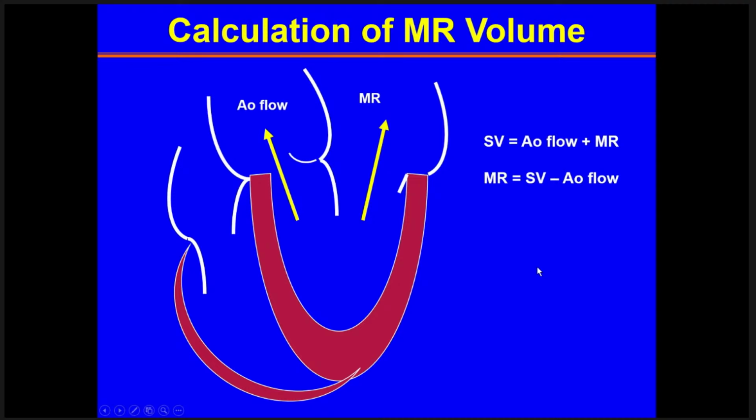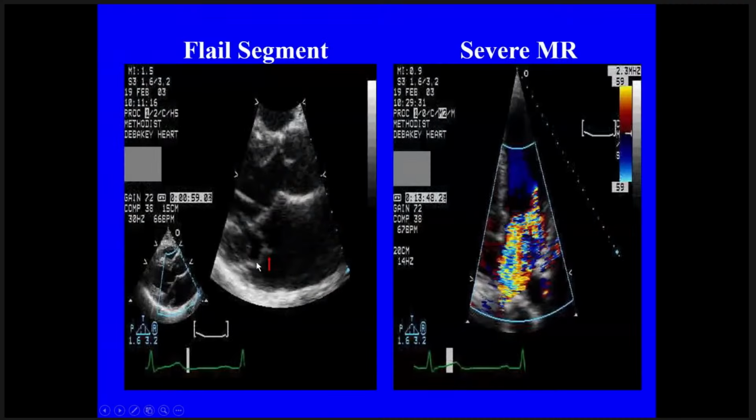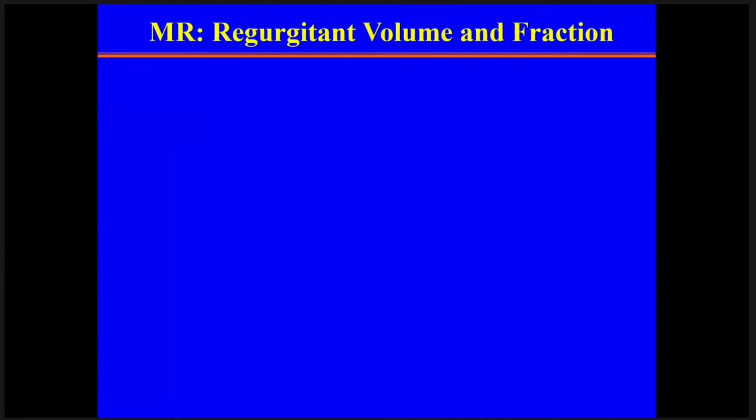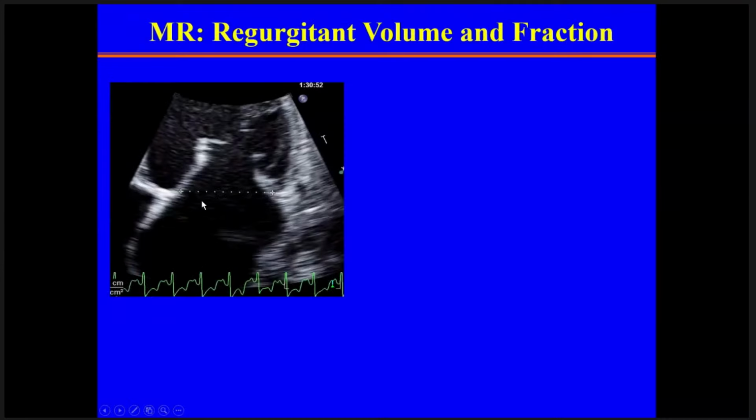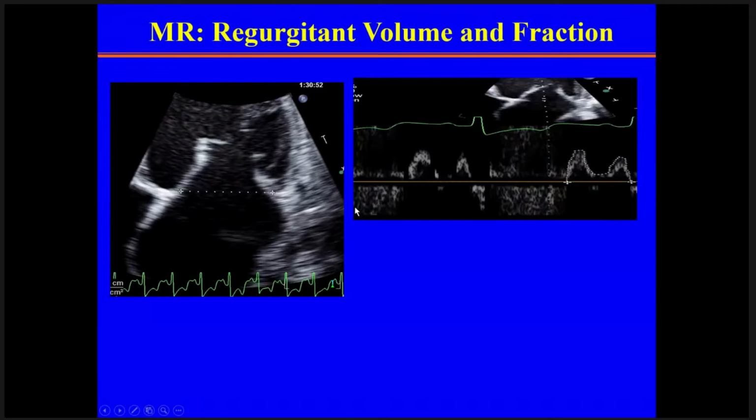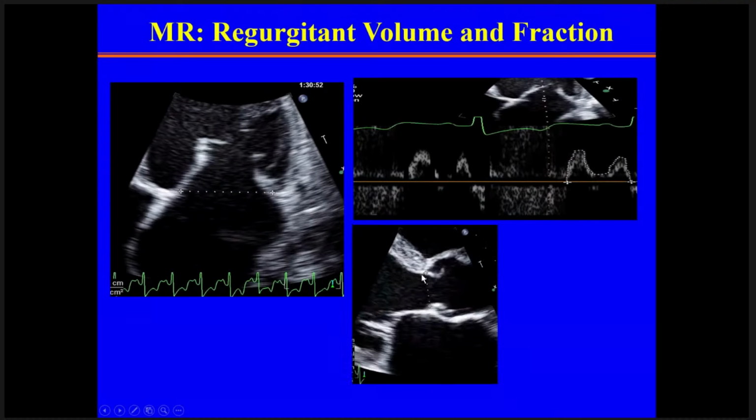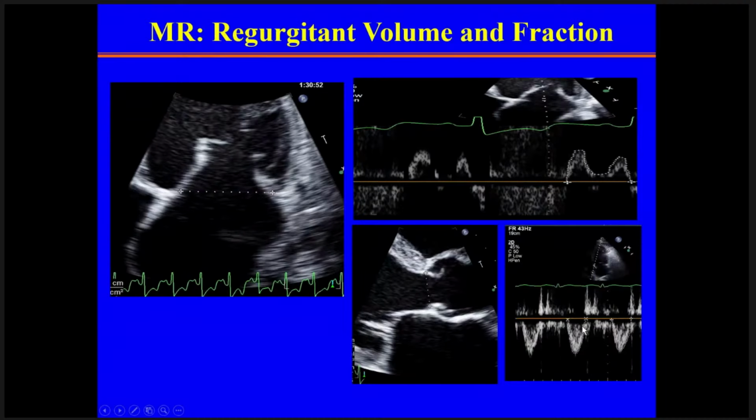Let's look at an application in a real case. That's a patient with a flail segment of the posterior leaflet, who has a sizable amount of regurgitation on bicolor Doppler. We want to quantify this. So first we will acquire the mitral annulus. We will acquire the mitral inflow at the level of the annulus. We will acquire the left ventricular outflow tract diameter with the zoom. And we will acquire the flow through the left ventricular outflow tract from an apical long axis view.